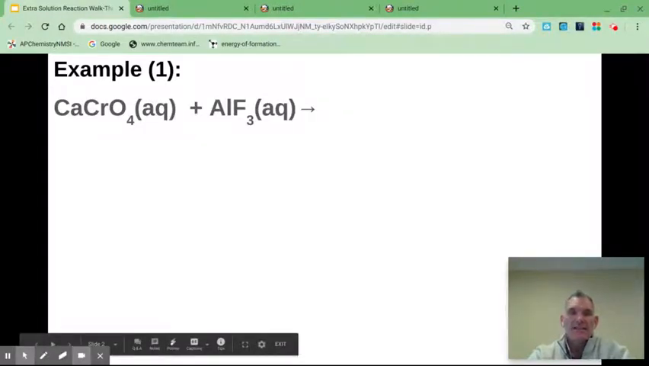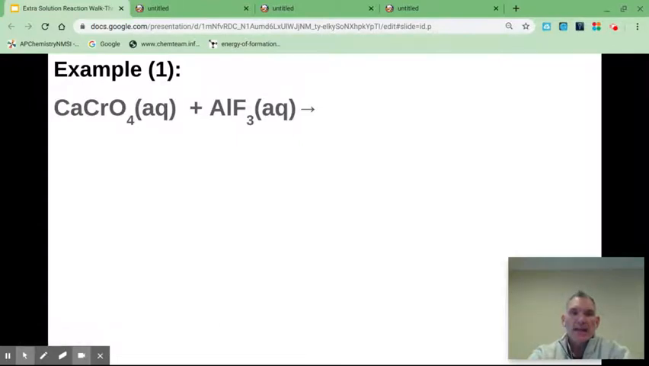Here I have CaCrO4 and AlF3. I have these two things in solution. I know they're in solution because it says aqueous, AQ. I know this is a double replacement reaction. How do I know? There are four items. Calcium is 1, chromate is 2, aluminum is 3, and fluorine is 4. That's characteristic of a double replacement reaction.